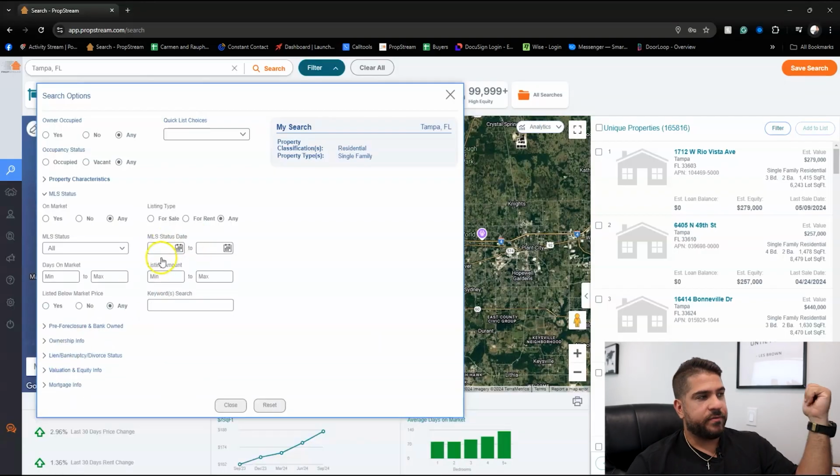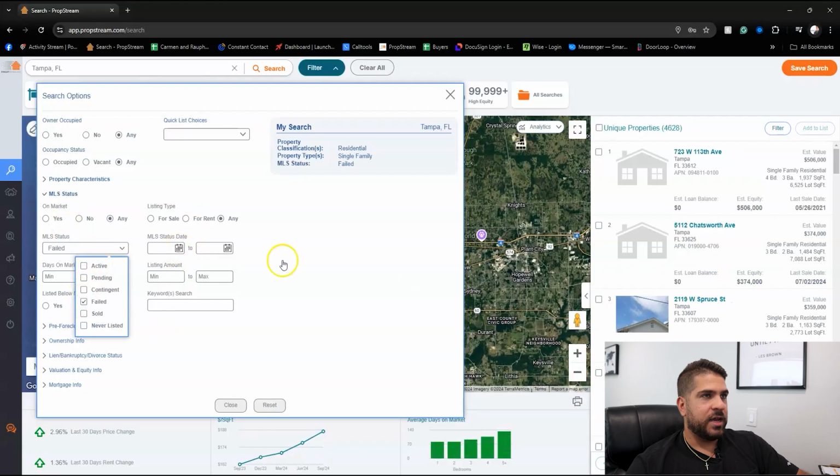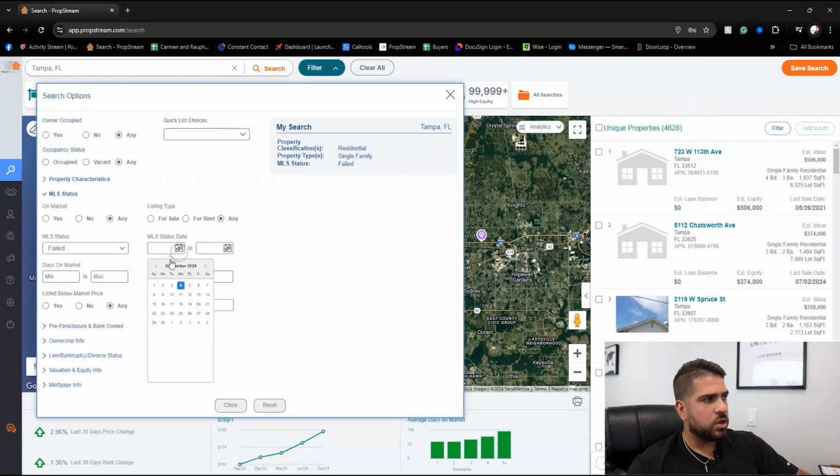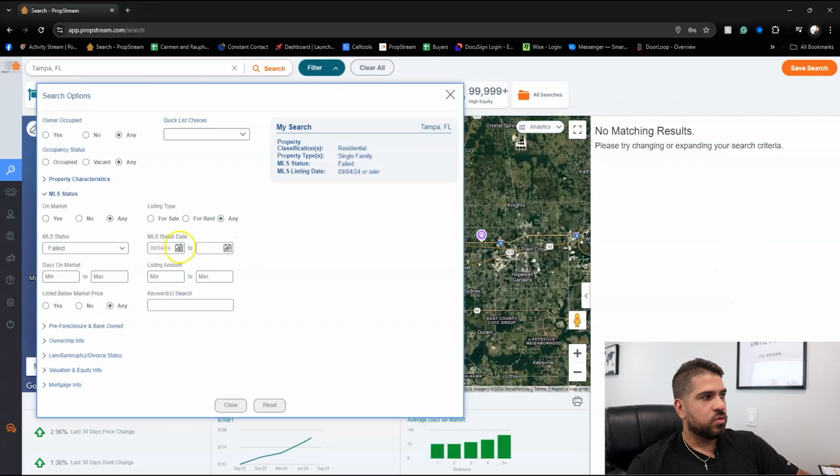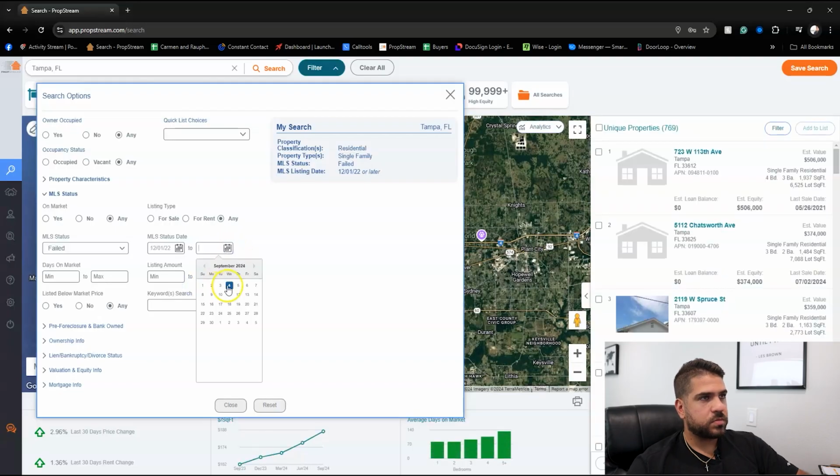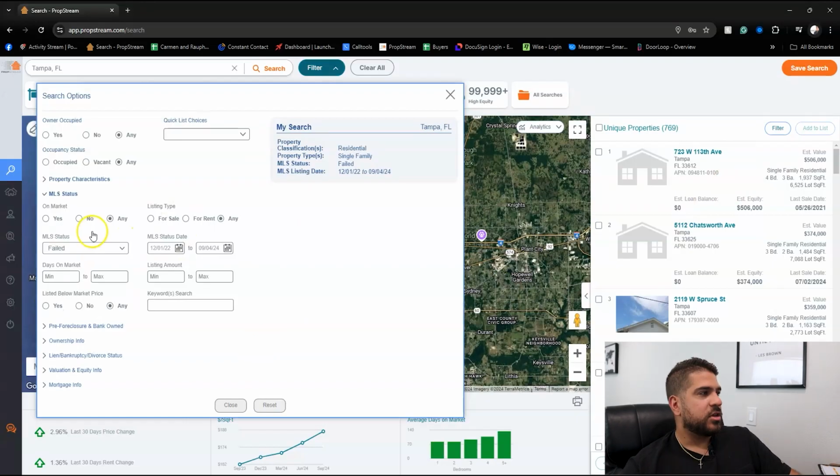MLS status. If you're actually trying to market to people that have recently listed and have taken down their listings, this MLS status is super important, right? So you want to say, okay, they are failed listings. And there you go, you got 4,628 failed listings, but you want to make sure the listings were more recent. Let's say they have been on the market between December 1st, 2022 and today's date. So 769 properties have failed.